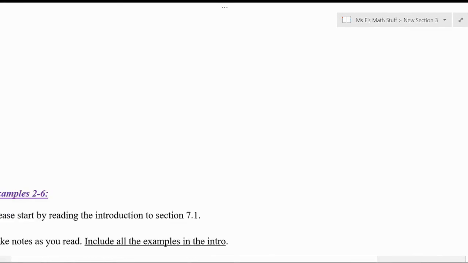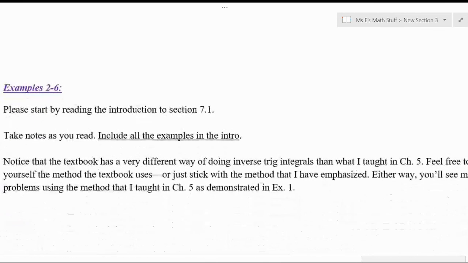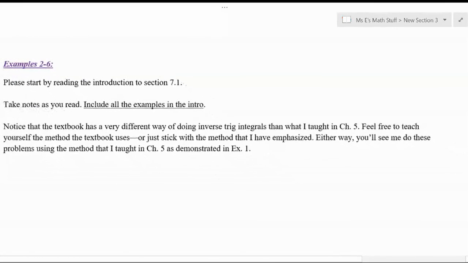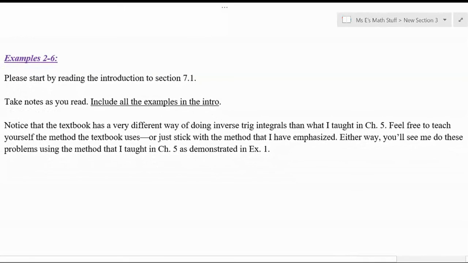Okay, now for the rest of the examples for this lesson, and there are 6 total, we just did the first one. Because this lesson is review, I think it makes sense for me to have you practice learning by reading the textbook, since I haven't done that very much for you this year. It's an important skill to have. So for examples 2 through 6, I would like for you to read the textbook introduction to section 7.1. I know some of you do this, but I know a lot of you don't. So let's give you some practice with that.